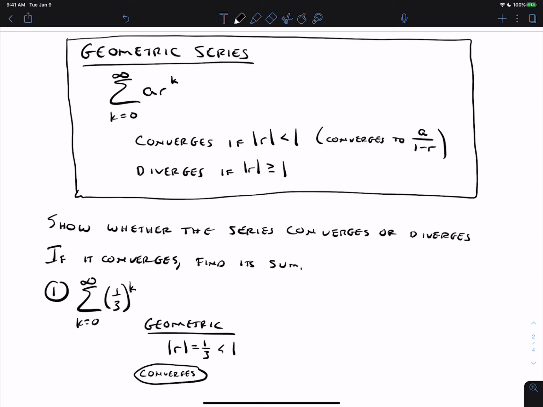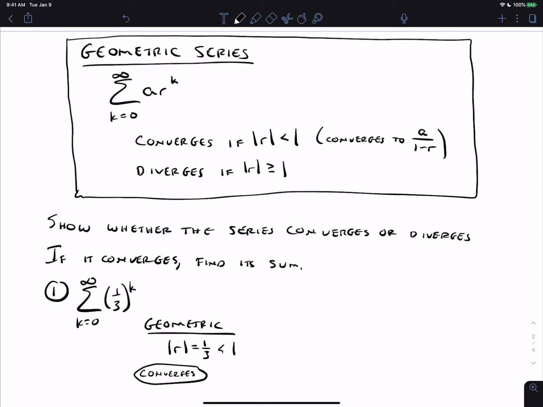That's our proof or our explanation as to why the series converges. We say that it's geometric, we say what the absolute value of R is, and we say what's important about that. What's important about that is not, for instance, that it's positive. What's important is that it's less than 1. Because of that, it converges.